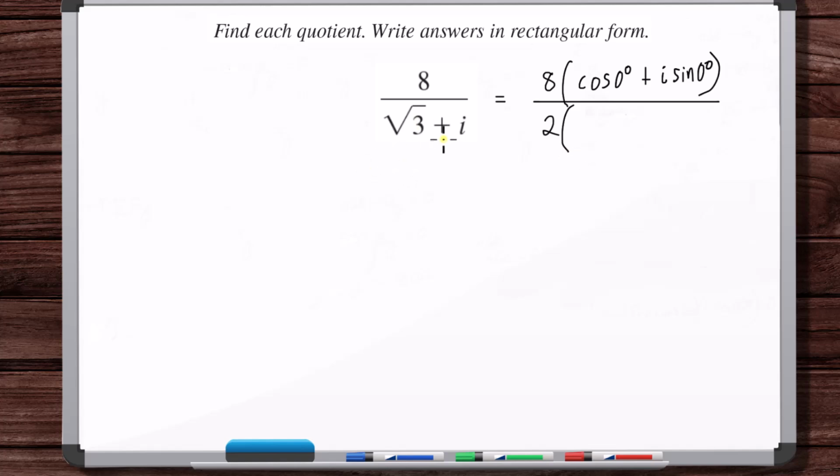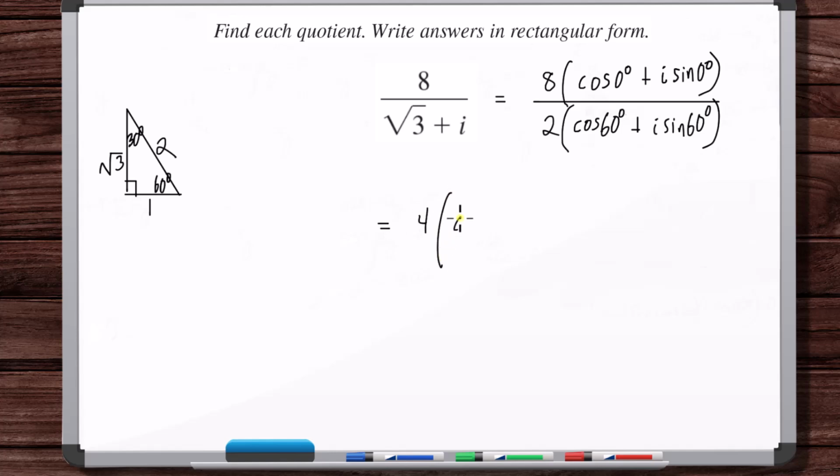Okay, and then this angle is in the first quadrant, so the 30, 60, 90 triangle. Tangent theta is root 3 over 1, so the angle is 60 degrees. So we've got cosine of 60 plus i sine of 60. So the result is 8 divided by 2 is 4. And then 0 minus 60 is minus 60.